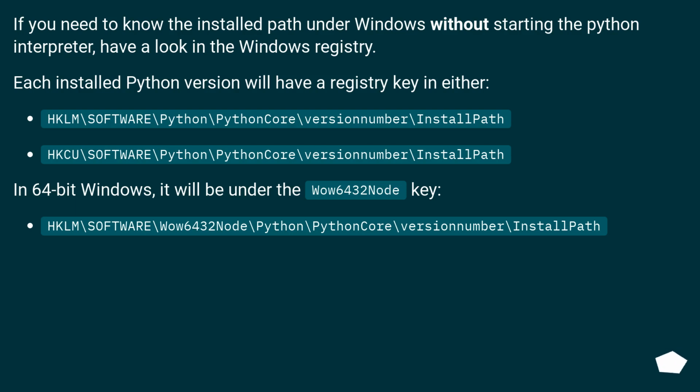In 64-bit Windows, it will be under the WOW6432Node key. HKLM/software/WOW6432Node/Python/PythonCore/version number/InstallPath.